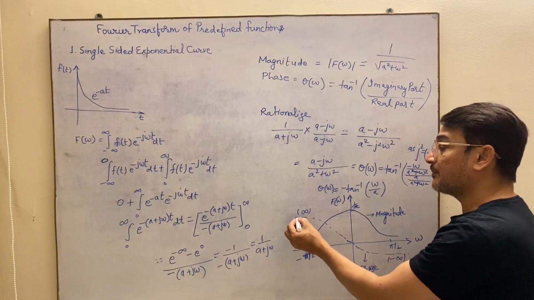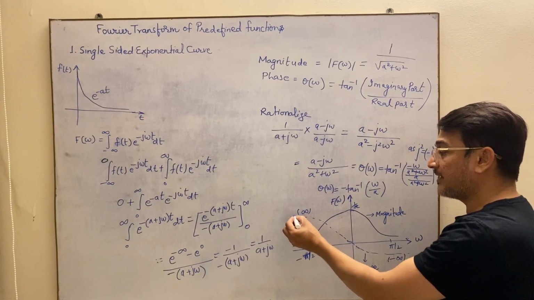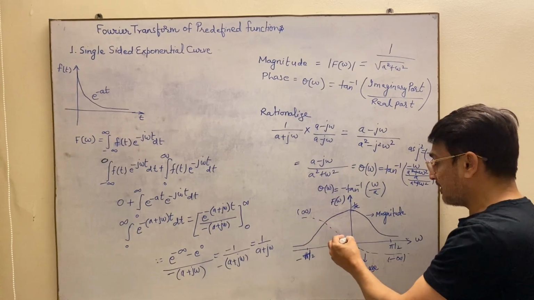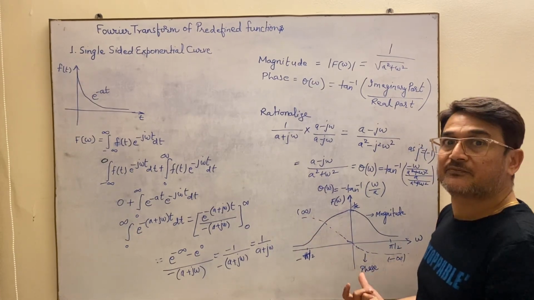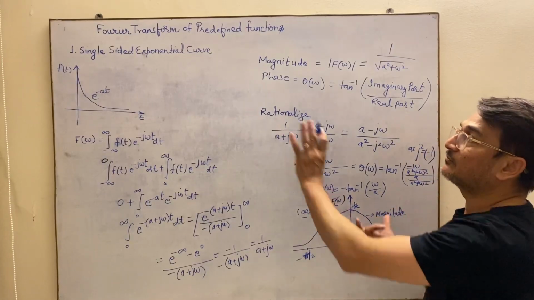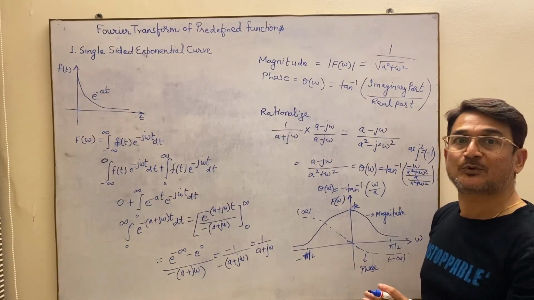It starts from the infinite positive side and it will go to the negative side. So this way you can draw a tentative phase plot of the Fourier transform of a single-sided exponential curve.